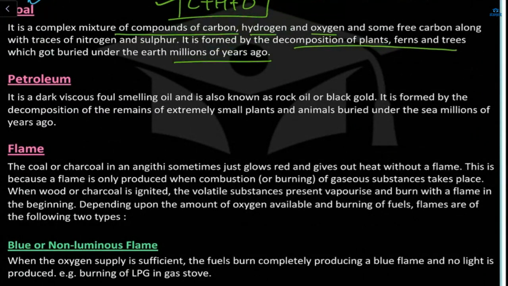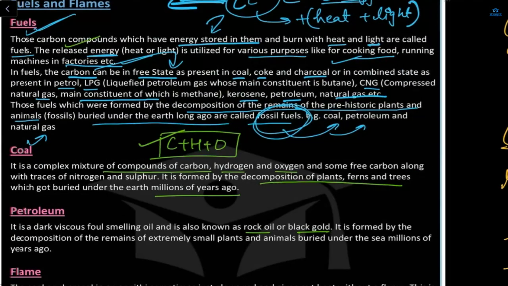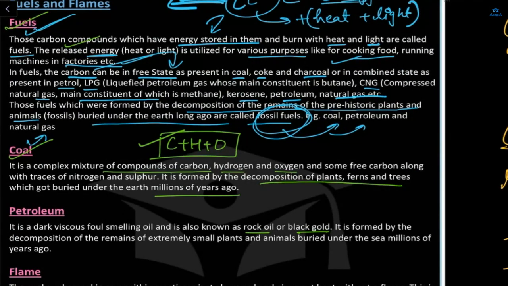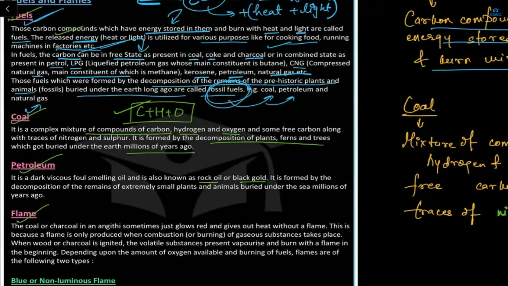Next, petroleum. It is a dark, viscous, foul-smelling oil, also known as rock oil or black gold, and it is formed by the decomposition of the remains of extremely small plants and animals. Read these three: fuels, coal, petroleum, and also flame, and then I will ask questions. Take 2 to 3 minutes and read this.